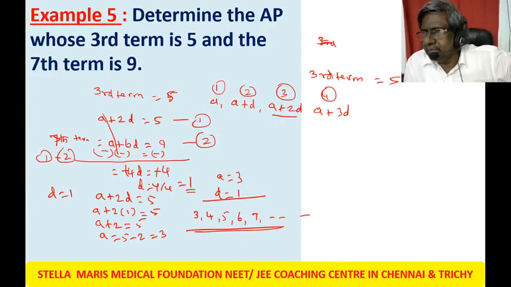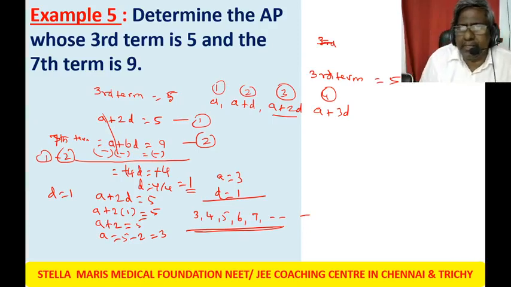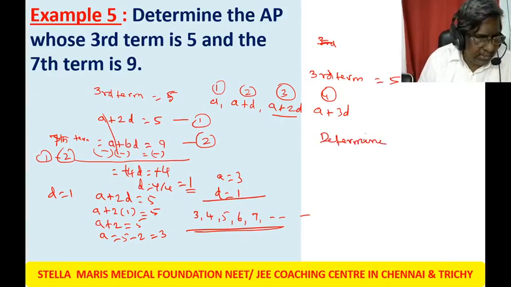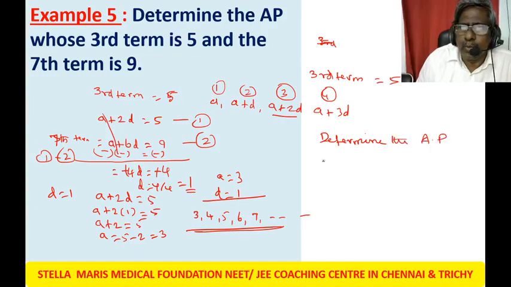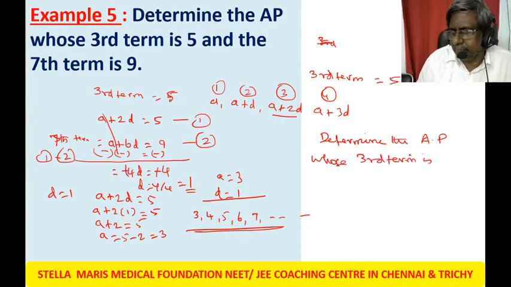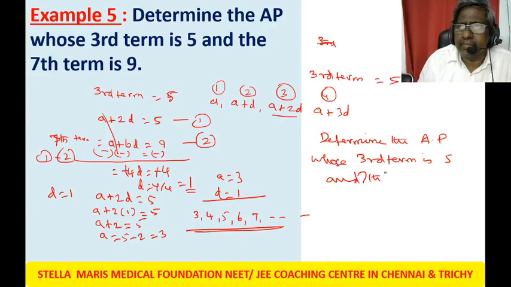The problem is: determine the AP. See the problem here. Suppose you are not seeing this, I'll write it here. Determine the AP whose third term is 5 and the seventh term is 9. This is the problem which I have solved.